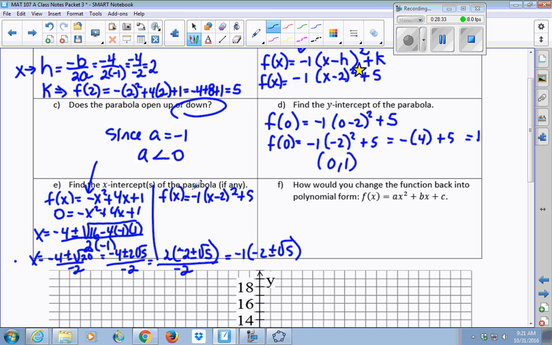If I had this format, I have to square this out. And the most important thing here when you square this out is you don't call it what? What don't you call the quantity x minus 2 squared? Yeah, x squared minus 4 or x squared plus 4. Take that out of your brain. It's x squared minus 4x plus 4 plus 5.